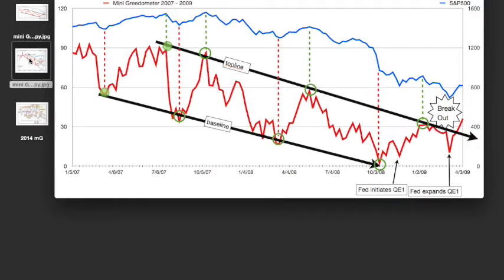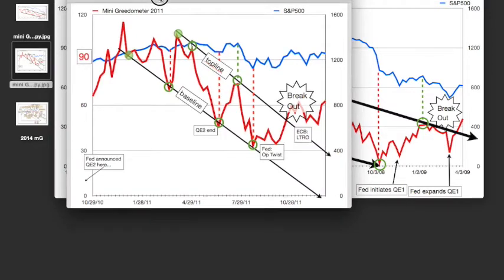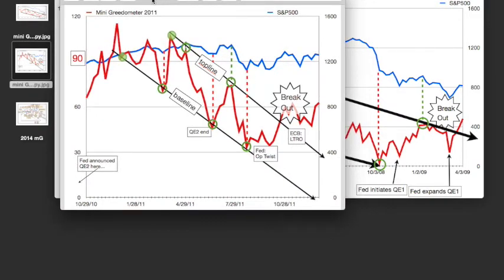Let's look at the crash of 2011. Now, the crash of 2011, some may say, well, hang on, there wasn't really a crash of 2011. There was a drop that summer. It was an opportunity to buy the dip. What's the big deal? If you think that's the case, then you absolutely are misinterpreting what happened.